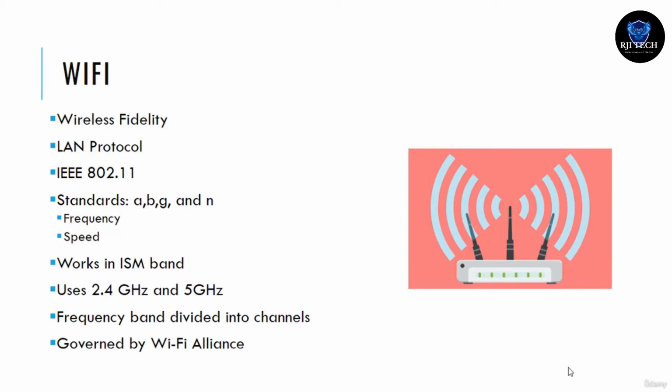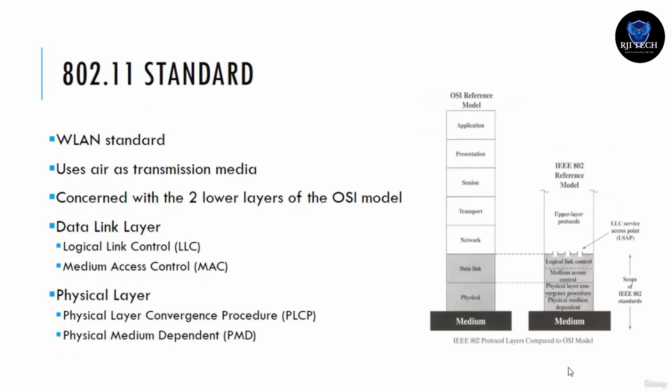This frequency band is divided into a number of channels with a guard frequency or a guard band between each channel and the other. These channels are used for the communication of access points that are near to each other without allowing for interference between their frequency ranges. Wi-Fi is governed by the Wi-Fi Alliance.